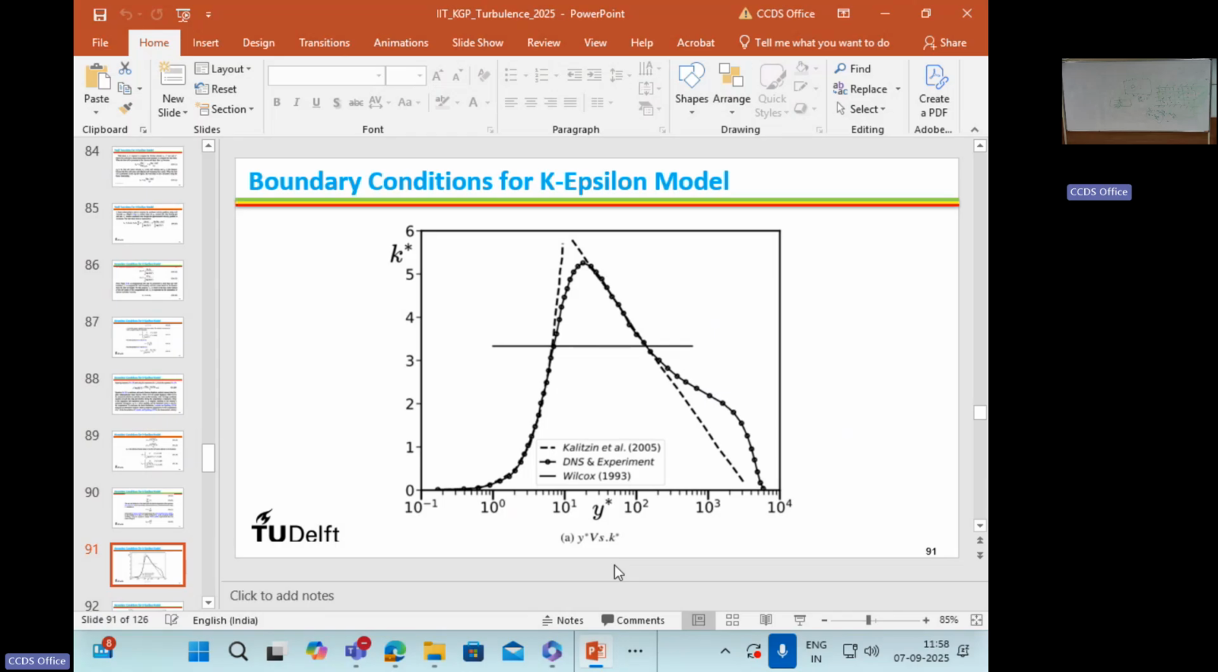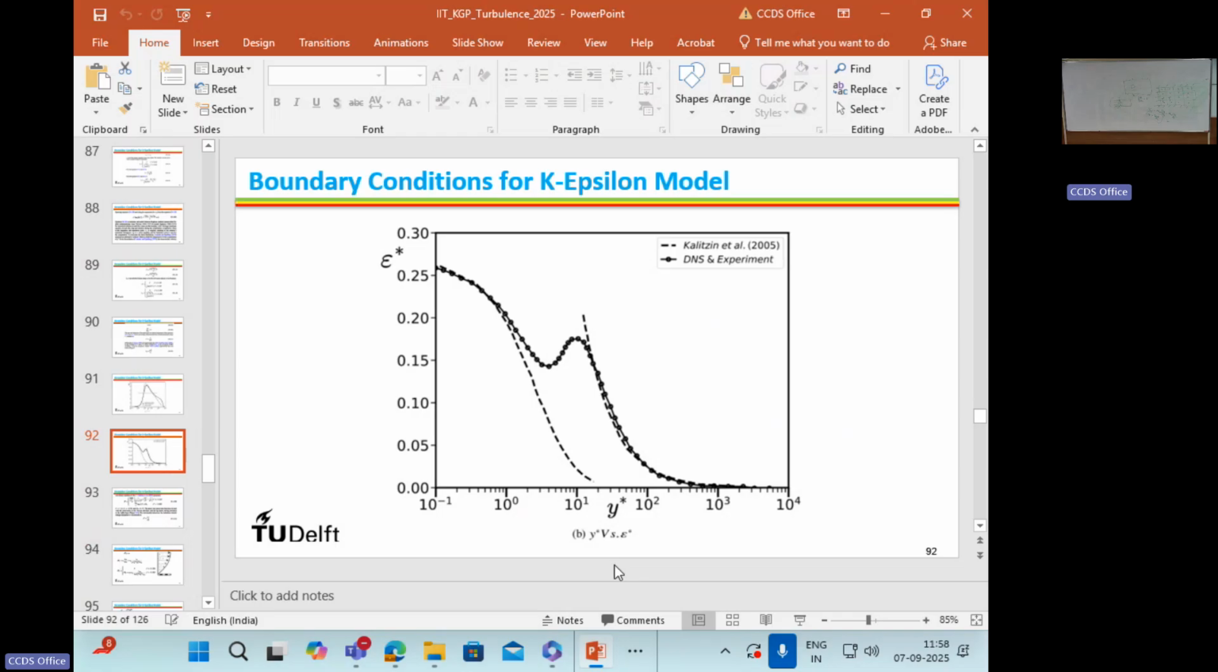This is from the Wilcox book. They have the theory, right? This is the K star and Y star universality diagram. It is not that universal like the velocity case. We can see some deviation from the DNS data to the theoretical result, right?